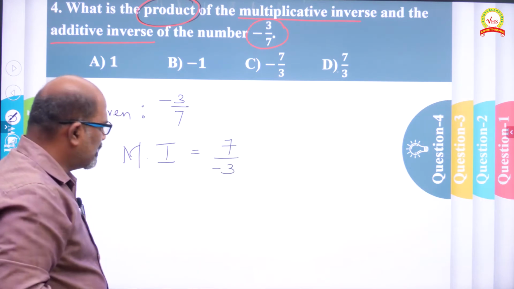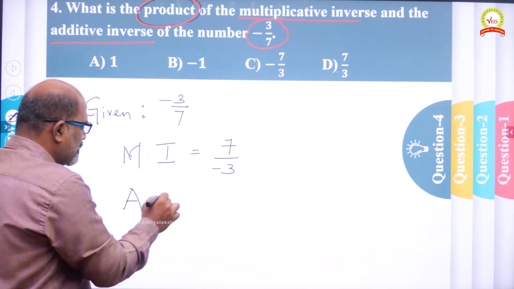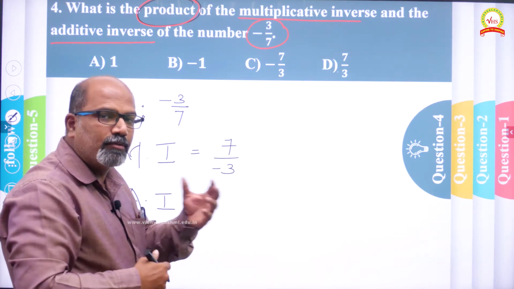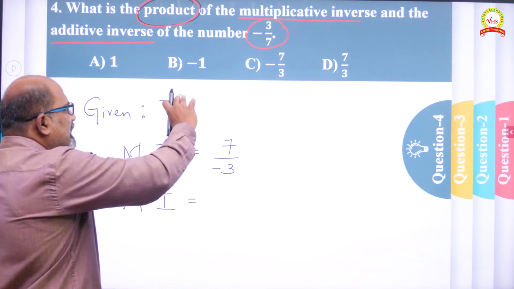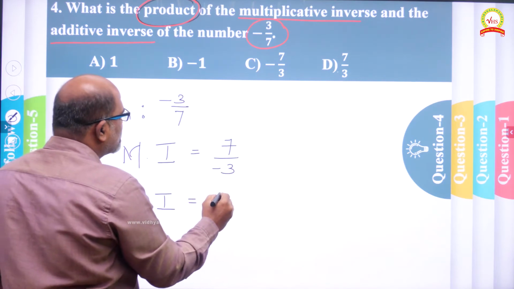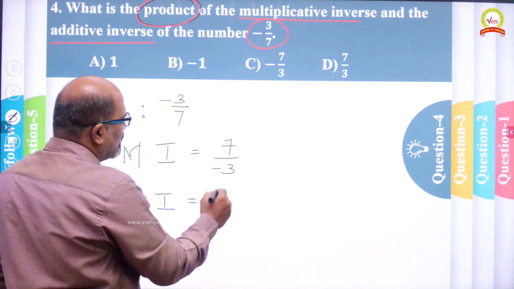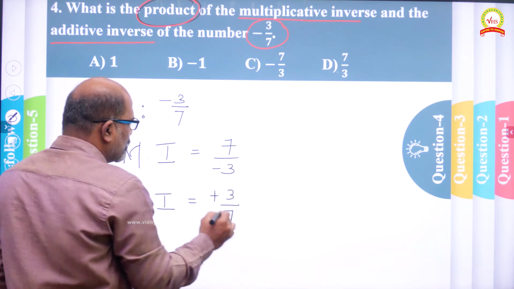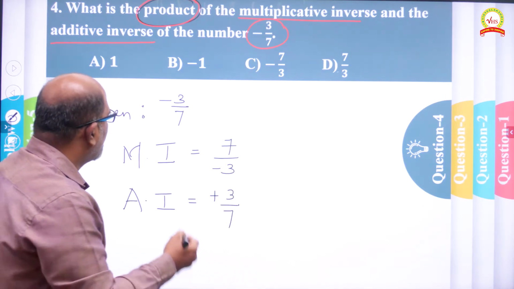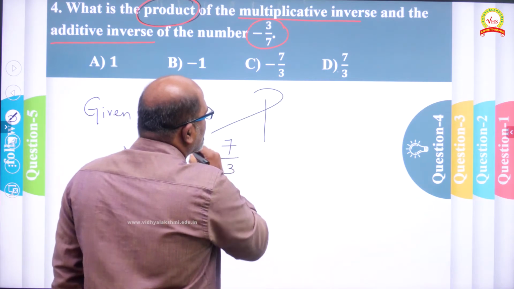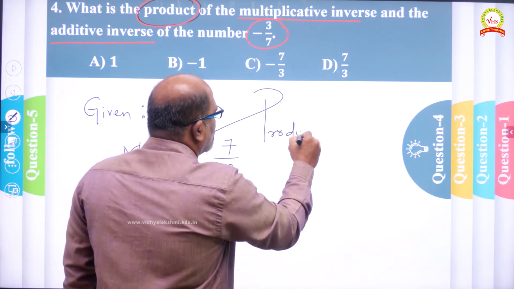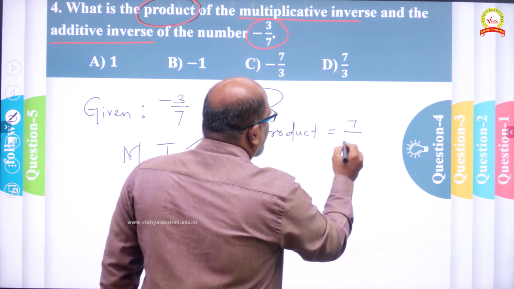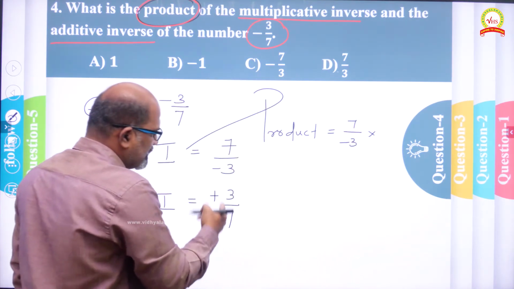And the additive inverse is nothing but the number with the opposite sign. So minus 3 by 7 is the given number. Opposite sign means we have to take what? We have to take plus 3 by 7. So this is the additive inverse. Now we have to make the product. The product is given by 7 by minus 3 multiplied by this 3 by 7.